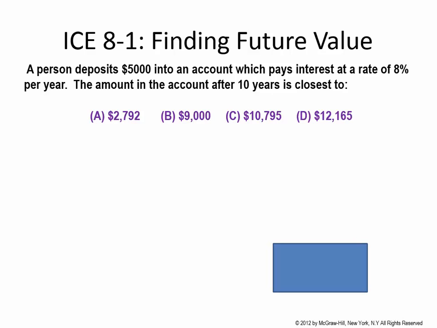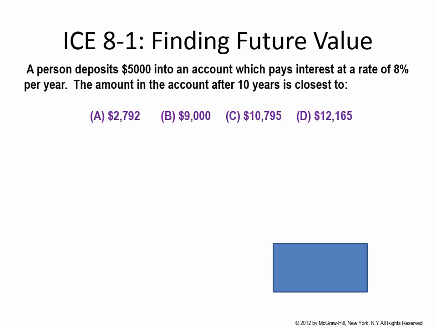What you're going to do with this description is, first of all, make a cash flow diagram, and then use the factor by flipping over the back of the paper and find the corresponding factor that lines up with this. So we're saying if you deposit $5,000 into an account that pays 8% interest per year, and it compounds every year, then the amount in the account after 10 years is closest to what?